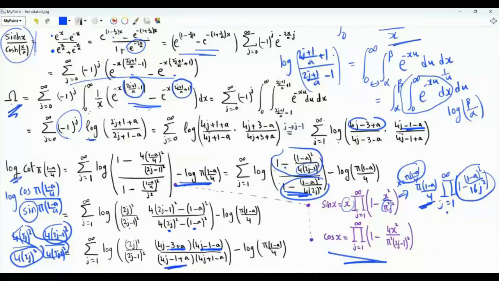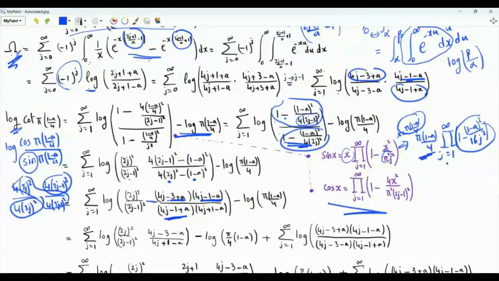4j minus 1 plus a, here it is. And then this one, which is 4j plus 1 minus a. In the expression for big omega, we have 4j minus 3 minus a. What we do here is to multiply by 4j minus 3 minus a over 4j minus 3 minus a. This 4j minus 3 minus a in the denominator, together with those guys, those are the argument of the logarithm indexed by j, and this summation here is exactly the integral of interest omega.